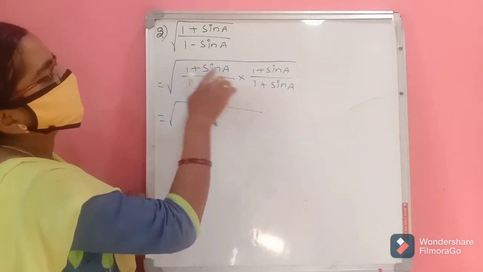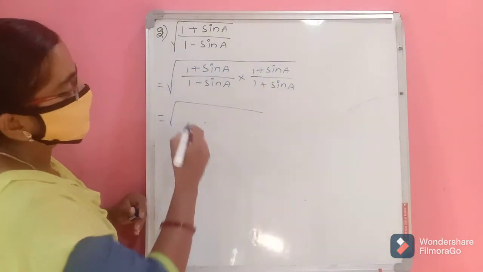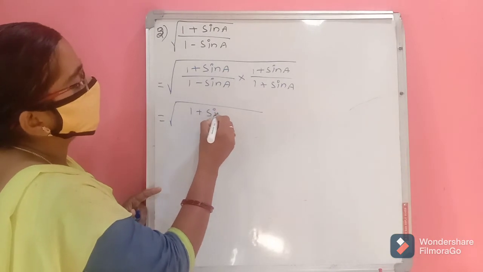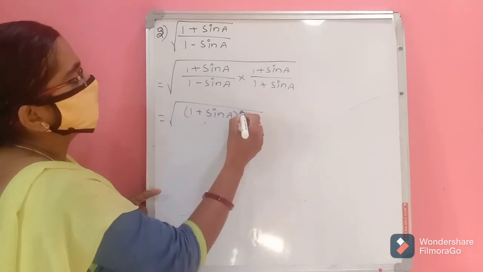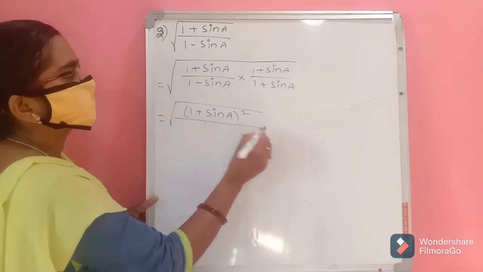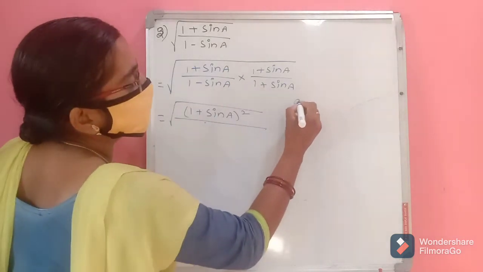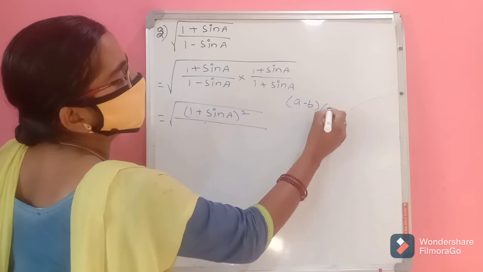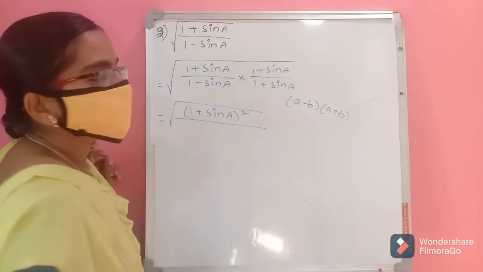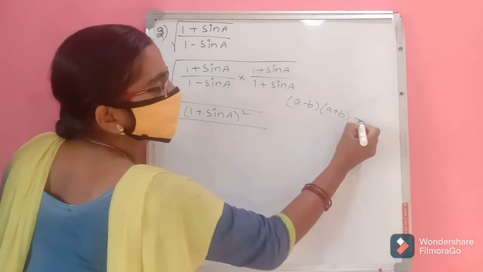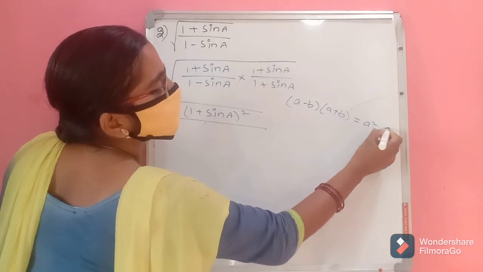Here, 1 plus sin a into 1 plus sin a is (1 plus sin a) whole square, by 1 minus sin a into 1 plus sin a. This is in the form of a minus b into a plus b. What is the formula of a minus b into a plus b? A square minus b square.